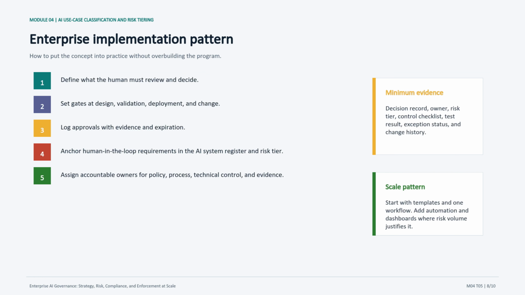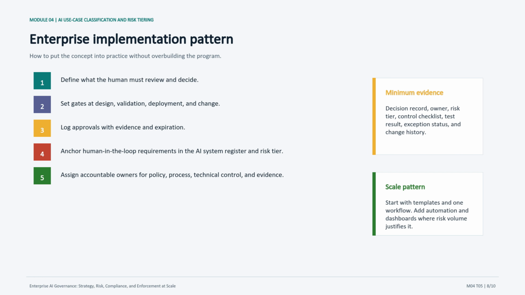I would present these steps as a practical starting pattern for teams that need to make human in the loop requirements real without waiting for a perfect enterprise program. The implementation actions here include define what the human must review and decide, set gates at design, validation, deployment, and change, and log approvals with evidence and expiration. I would ask learners to identify which step is policy work, which is process work, which is technical control work, and which creates audit evidence.